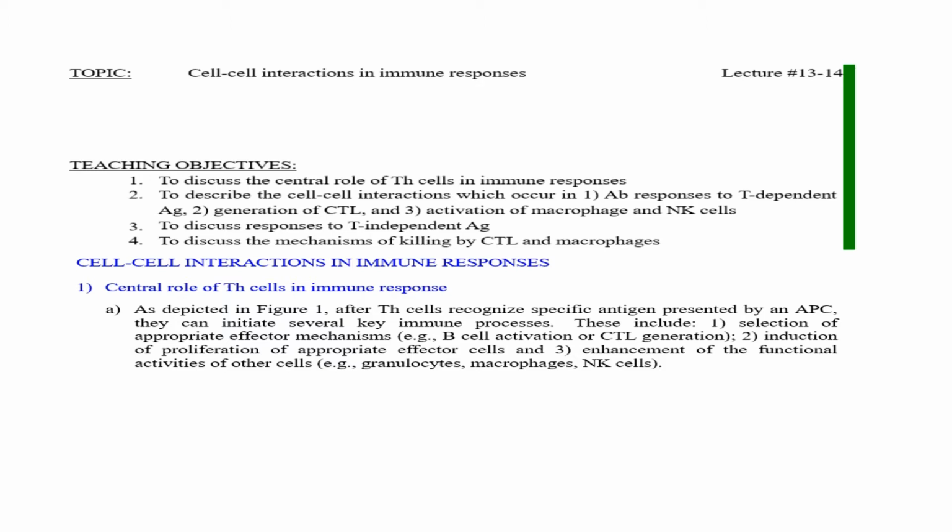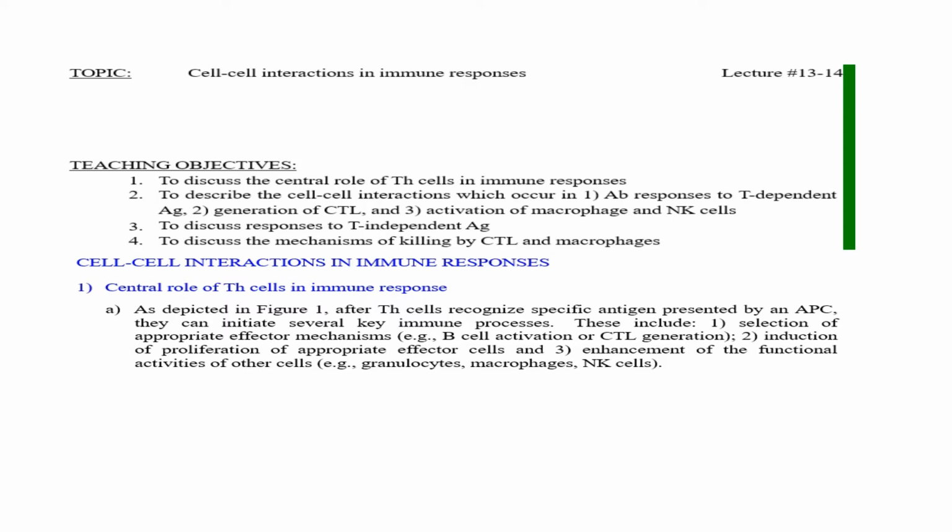Now we will talk about the cell-to-cell interaction and immune responses. How the immune cells collaborate in eliminating the antigens. There will be a collaboration between the T cells and B cells. And what's the role of T helper cells in regulation of the immune response?